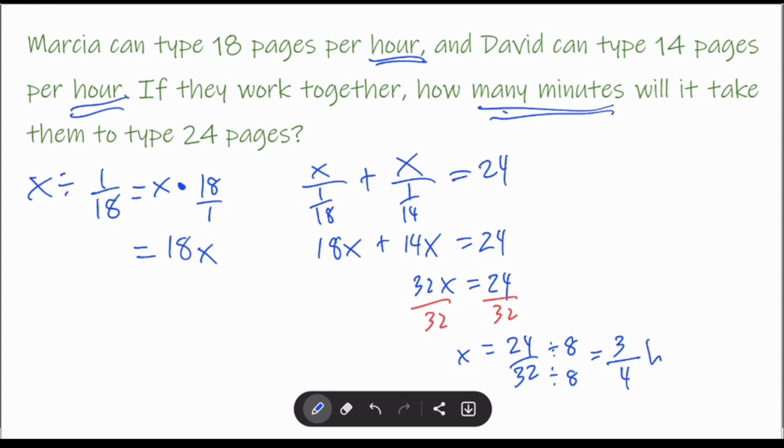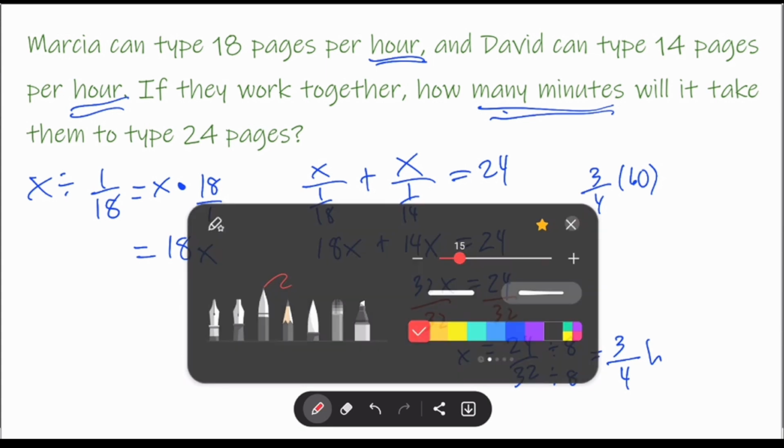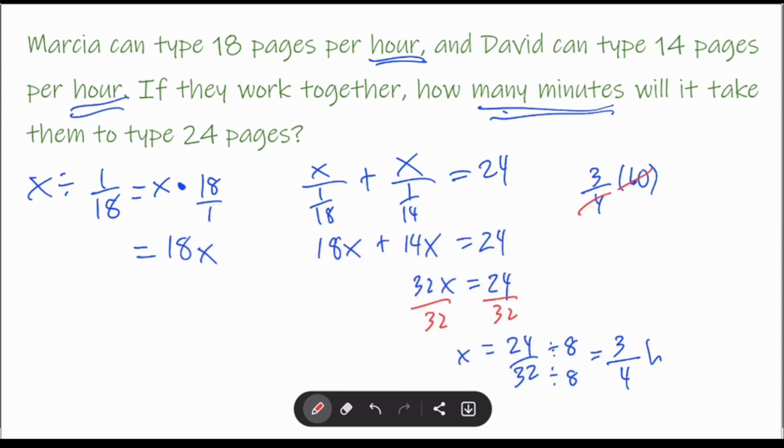So it's 3/4 hours. But the question is how to change it into minutes. 1 hour is equivalent to 60 minutes. So 3/4 of 60 minutes, or 3/4 of 60. You can reduce this, because 60 divided by 4 is 15, because 15 times 4 is 60. And then what's 3 times 15? It's 45. So the answer is 45 minutes.